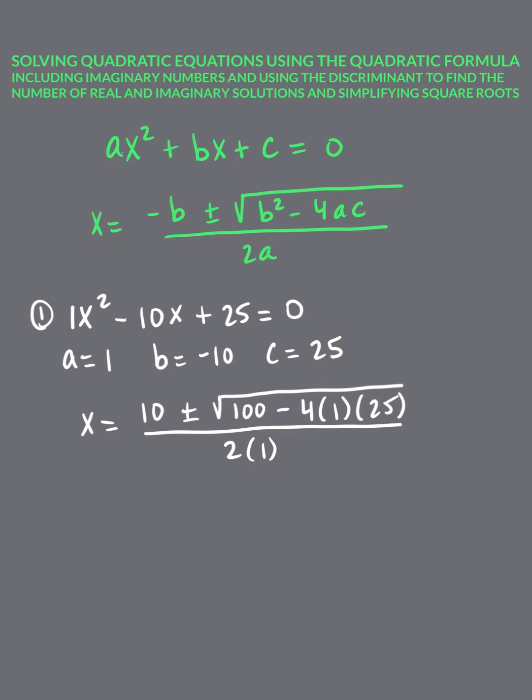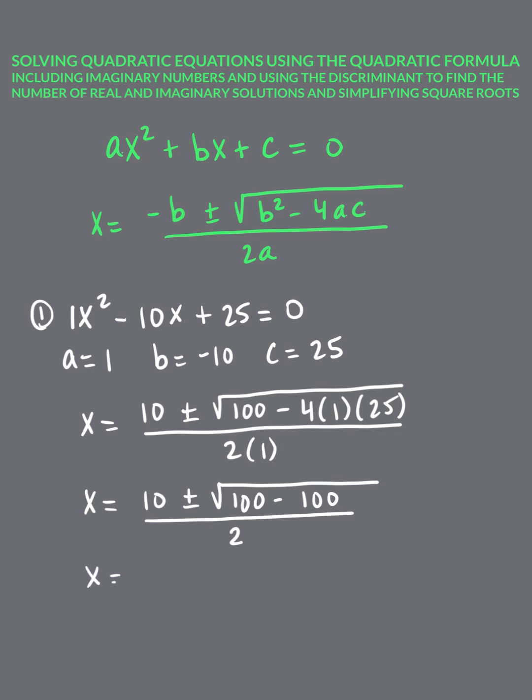So now we need to simplify. Now your calculator will follow order of operations. So if you go ahead and just plug in all this at one time, it will multiply first and then it will subtract. If you're doing it by hand, then you want to make sure that you multiply 4 times 1 times 25 before you subtract. So we're going to do 4 times 1 times 25 is 100, all over 2 times 1, which is 2. Now we can see that here we have 100 minus 100, so this is going to turn into 0.